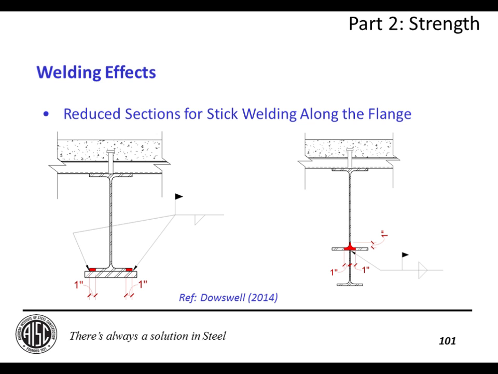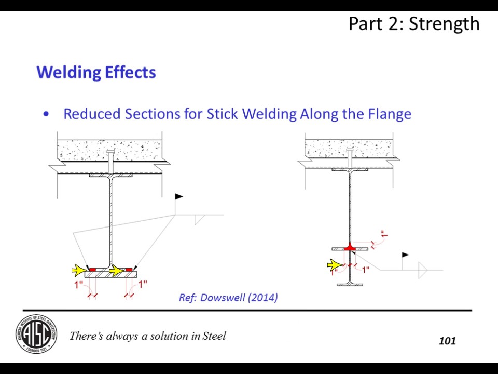Again, Bo Dowswell addressed this in his webinar in 2014. I'll try to condense it into some usable tidbits here. And the idea is that you use a reduced section. So you see how much of the section that weld renders ineffective. And then you come up with the flexural capacity of the remaining monosymmetric section for the load that's currently on the member when you're adding the reinforcing. So for stick welding, the amount of beam that is rendered ineffective is 1 inch, as shown here and here. So you would check the monosymmetric member for the load on the beam at the time of welding.